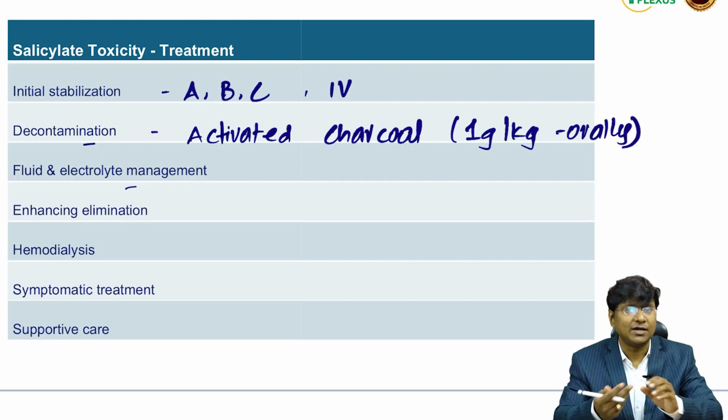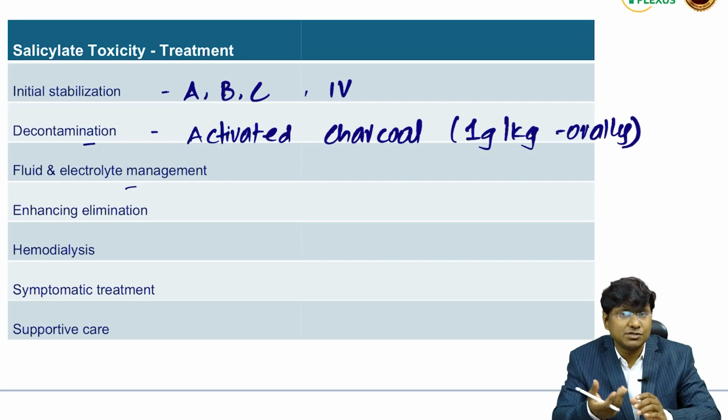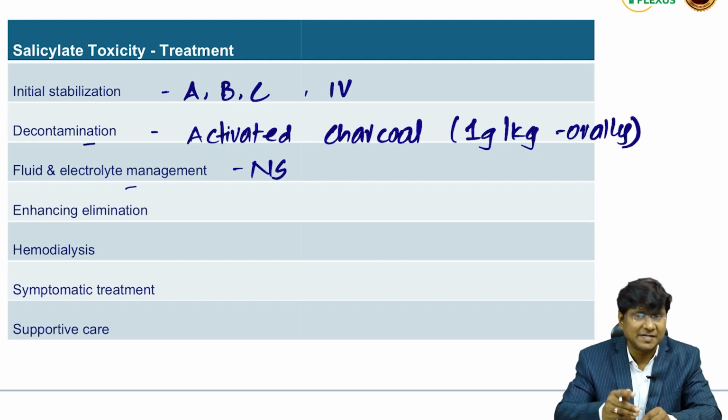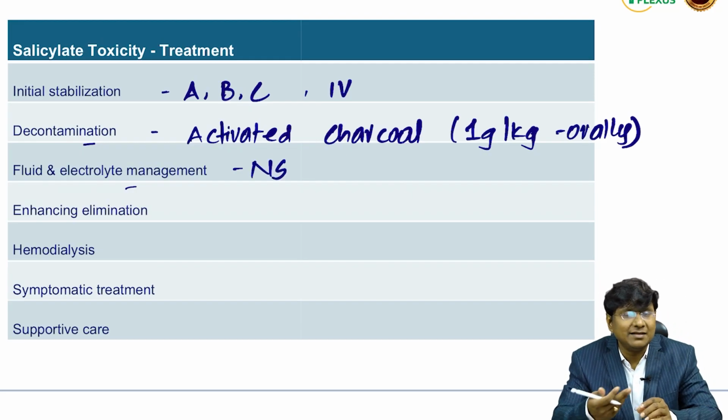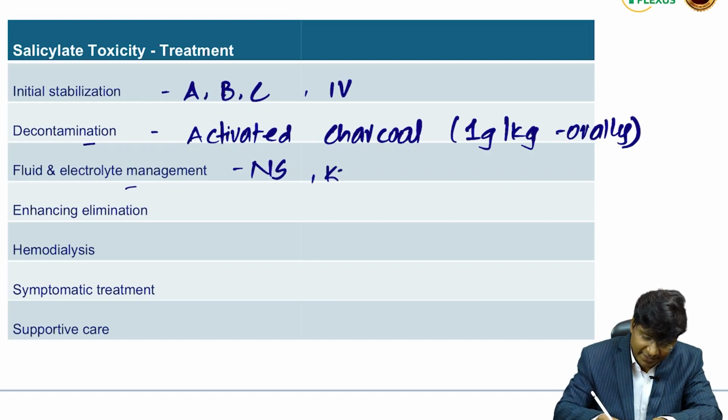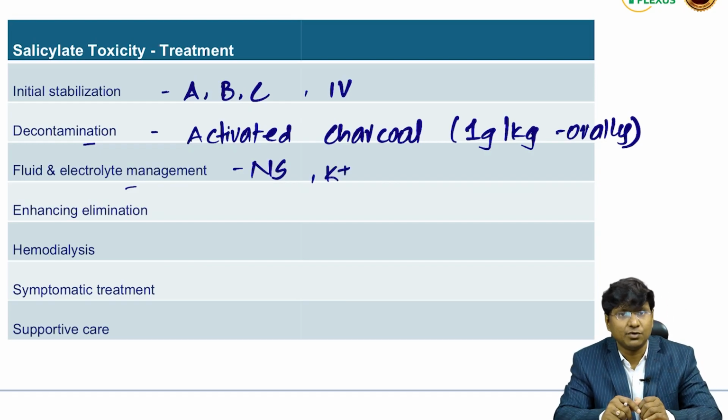Then the fluid and electrolyte management. These patients, because of profuse sweating, have dehydration. So IV fluids, that is normal saline, have to be supplemented, and there is hypokalemia. So you need to correct the hypokalemia with supplementation of potassium chloride.